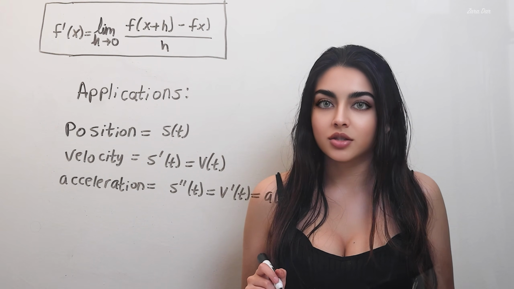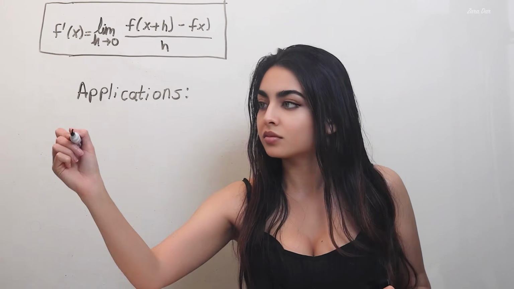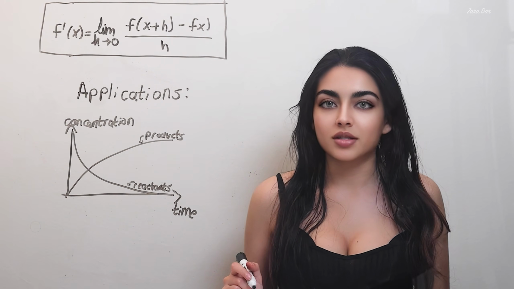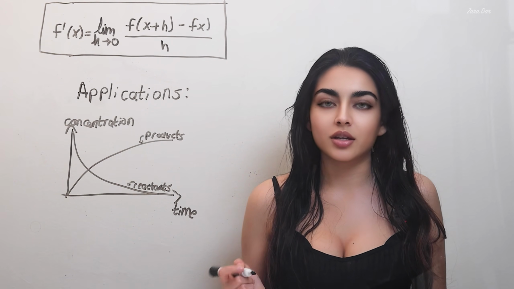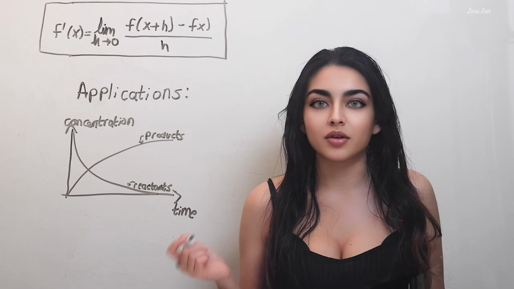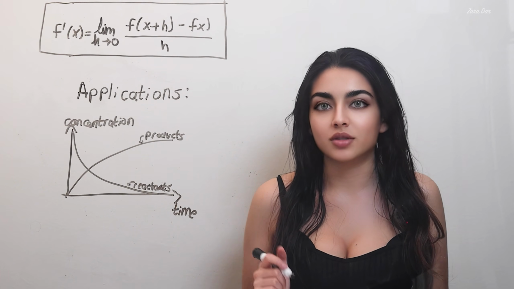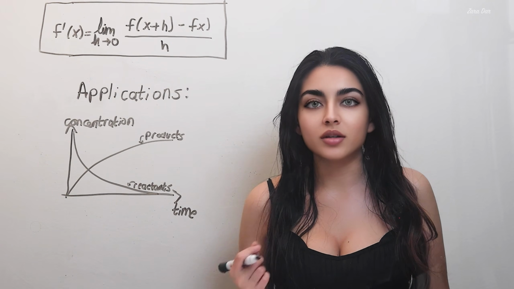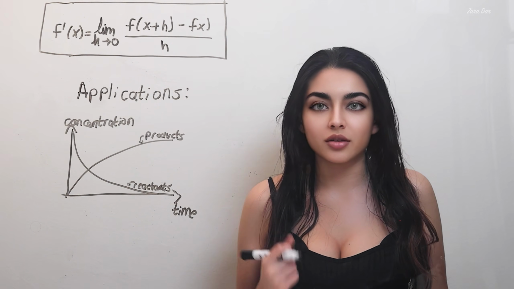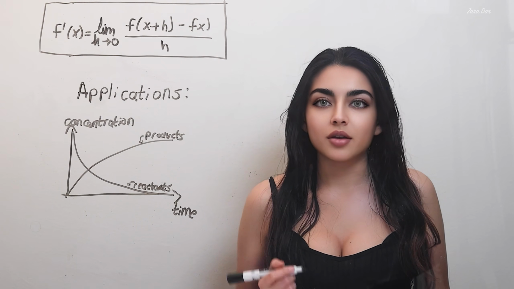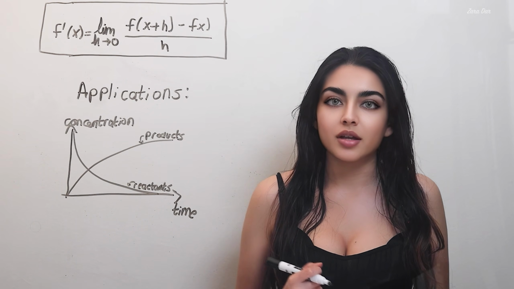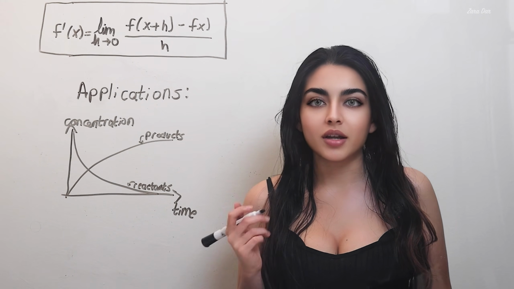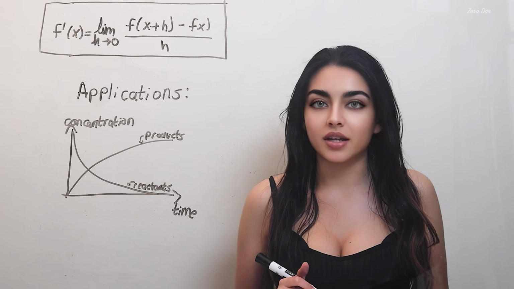Derivatives have applications in other fields as well. In chemistry, for example, the rate of the reaction can be modeled as the derivative of the concentration with respect to time. Overall, physically, the derivative measures how a quantity changes with respect to another variable. This concept of rate of change is fundamental and appears across various scientific and engineering disciplines, providing insight into all kinds of dynamic systems.